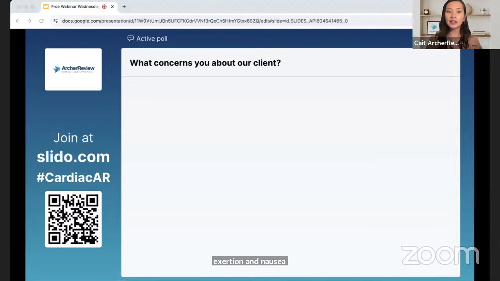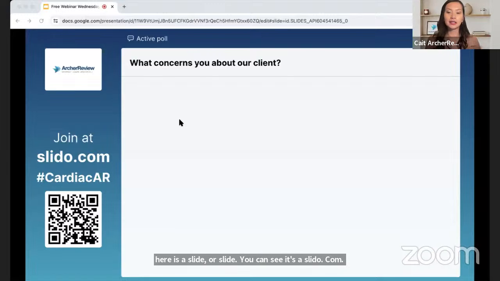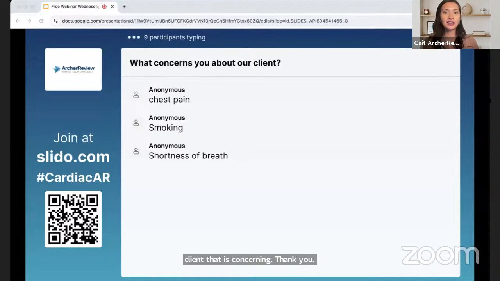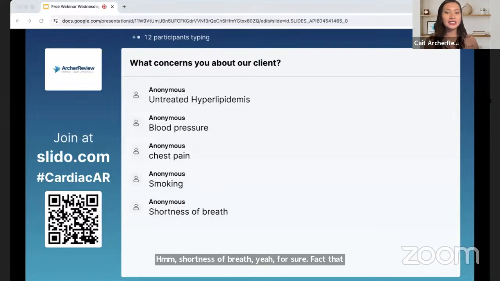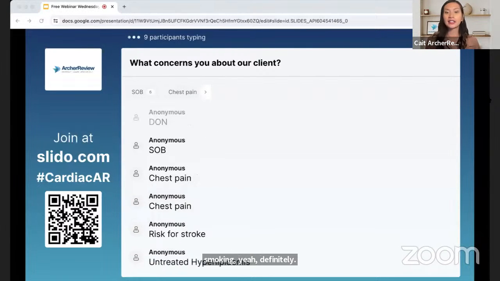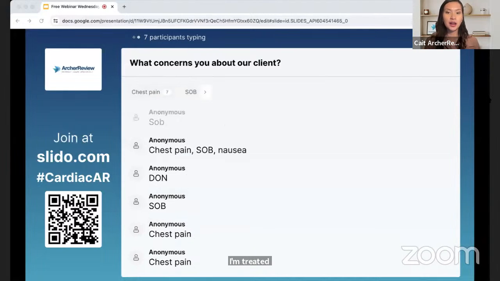Now, here's a Slido slide. You can see it's at slido.com. Tell me in Slido what concerns you about our client. What are some things in that little introduction of the client that is concerning to you? Shortness of breath. Yeah, for sure. The fact that he's smoking. Yeah, definitely. Untreated hyperlipidemia. That client's having chest pain. You got it.